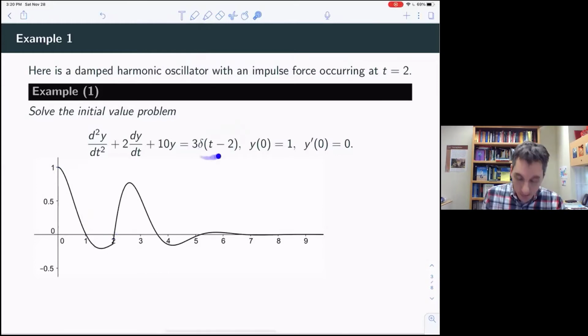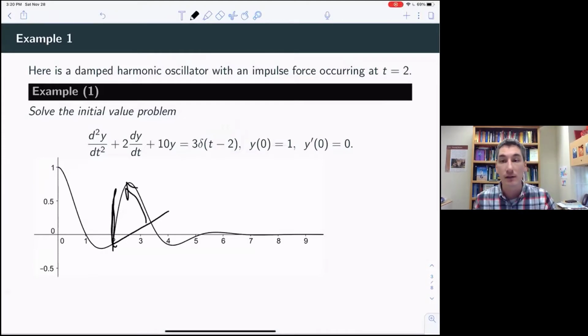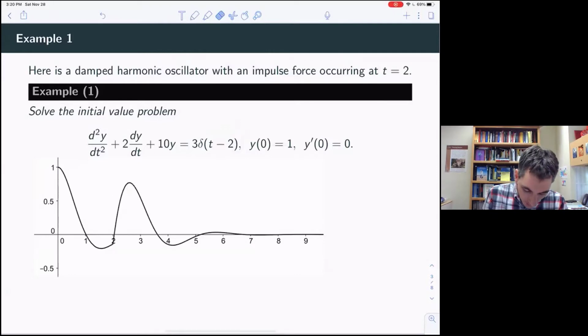But then at t equals 2, boom, right there, you've got the slope normally would be this, and it's been shifted to that. So we've basically added 3 units to the slope. So the velocity has a discontinuity in it at t equals 2, but the position is continuous. And that's what impulse forcing does for you. So once you've done that, then you're on a new solution, but it's going to continue to sort of oscillate back down to 0 because it's underdamped. Okay. So that's sort of the answer that we're looking for.